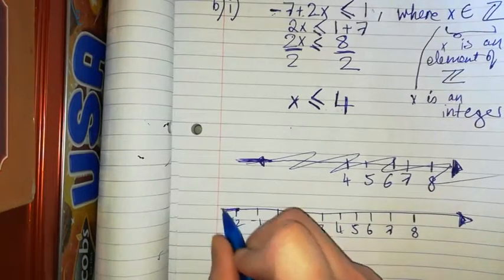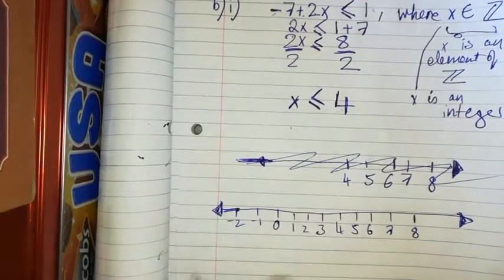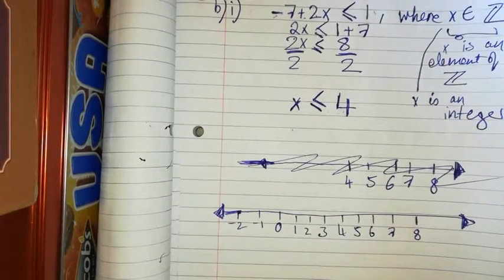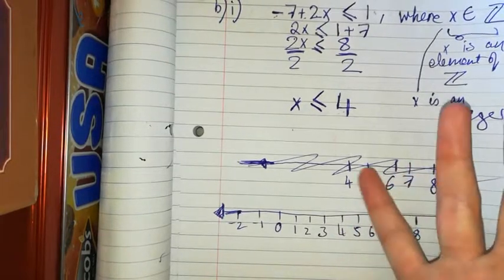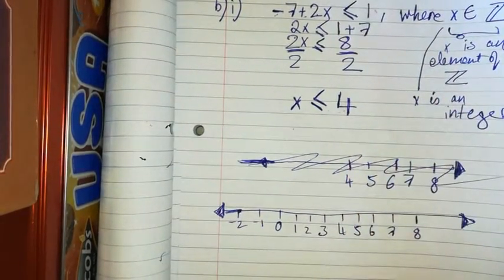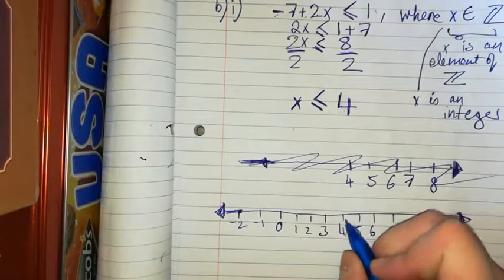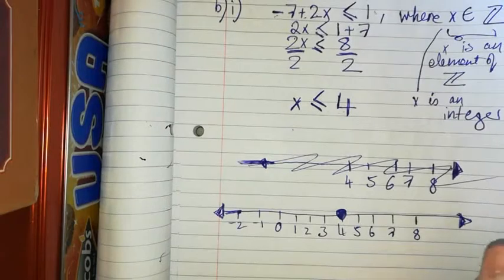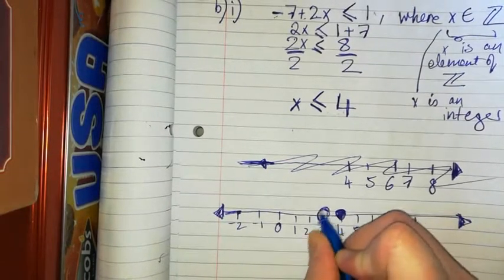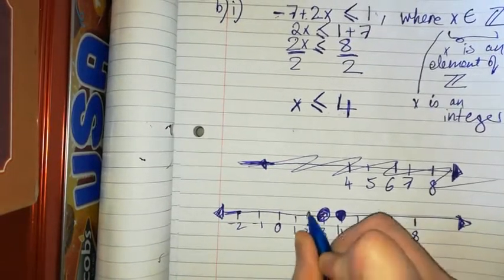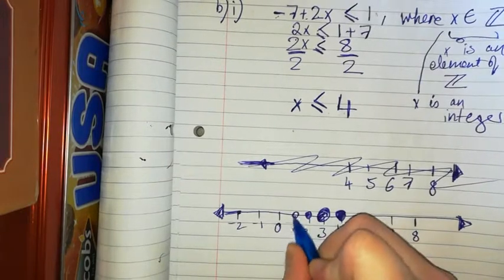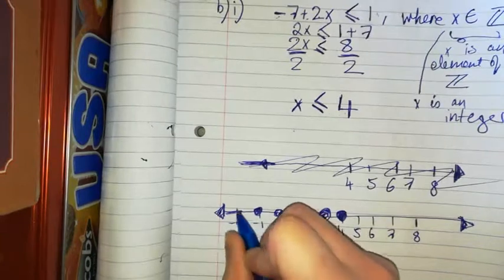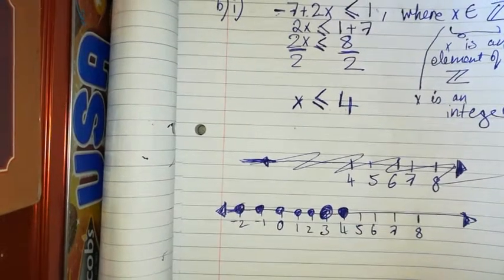So they ask to graph your solution on the number line. So x is less than or equal to 4. So x could be equal to 4, but it's everything less than. So it could be equal to 4, so we circle in on 4, but it's less than or equal to 4, so it could also be 3. It could also be 2. It could also be 1 or 0 or -1 or -2. And that is our solution set for our number line.